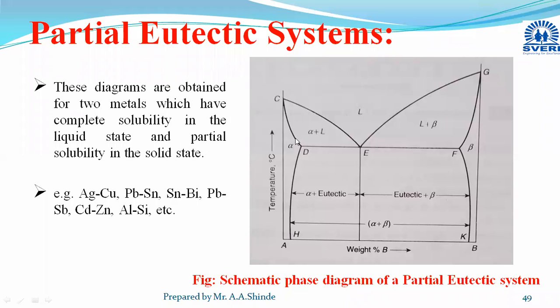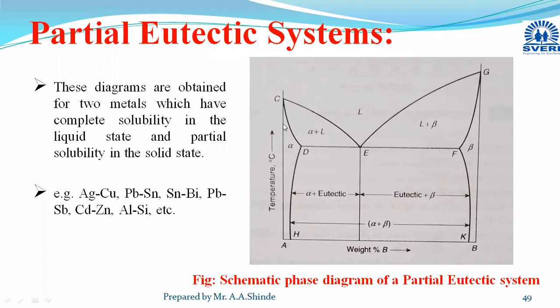Then this C, D, E, F, G. Please see the movement of this cursor. C, D, E, F, G. This is the solidus line, and below this C, D, E, F, G.